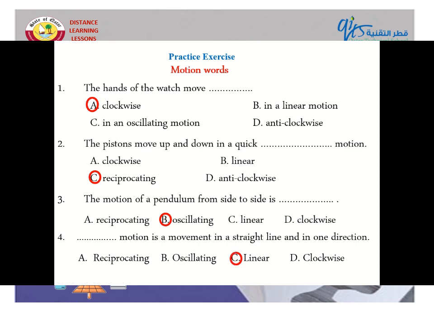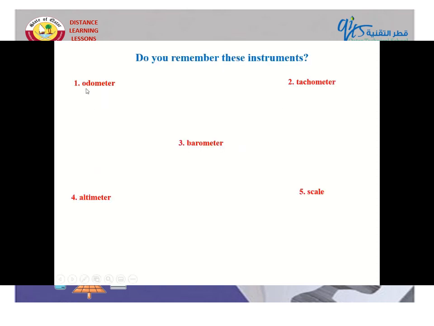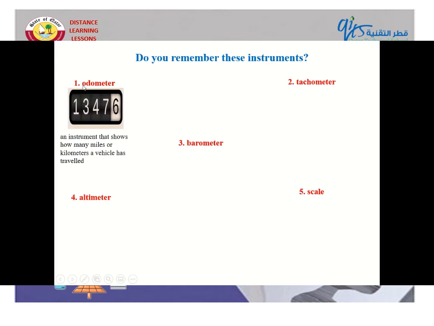Great. Now, let's see if you still remember some measuring instruments. Odometer, tachometer, barometer, altimeter, and scale. Do you remember them? Odometer is an instrument that shows how many miles or kilometers a vehicle has traveled.